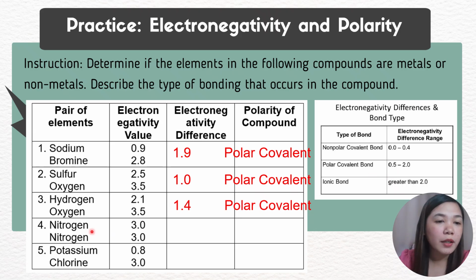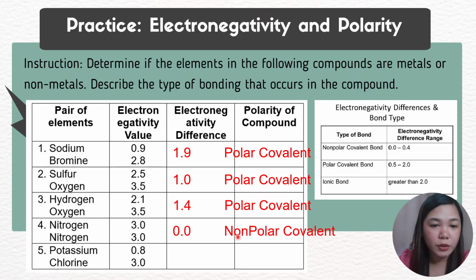Next, one pair of elements of 2 nitrogens. So 3.0, 3.0. So 3.0 minus 3.0, the answer there is 0.0. As you look into our bases, our electronegativity difference range, the type of bond will be a non-polar covalent bond. And lastly, potassium and chlorine.